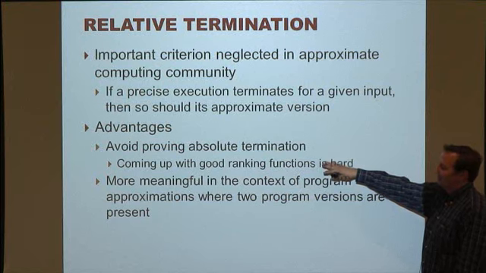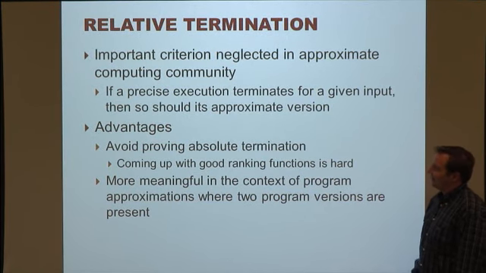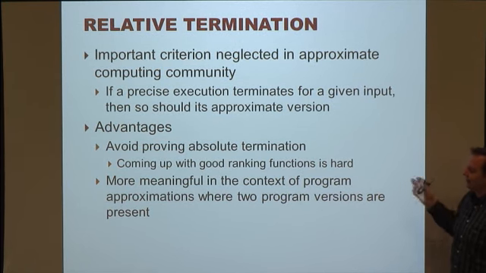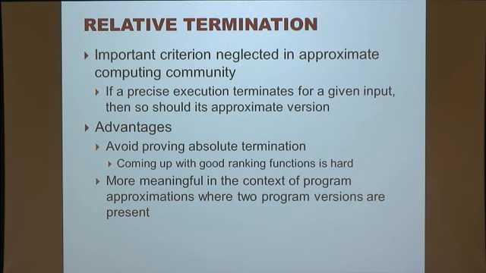First of all, we avoid proving absolute termination. I believe that proving relative termination is typically easier because the kinds of invariants you need, and I have one example, they're actually not that involved often. And we know that coming up with good ranking functions can be quite hard if you want to prove absolute termination of just a single program. And I also do think that it is more meaningful in the context of these program approximations, because typically you want to reason about 2 program versions, and you want to see how your approximation influences the original version. So I think it's probably a more meaningful thing to check when it comes to program approximations.